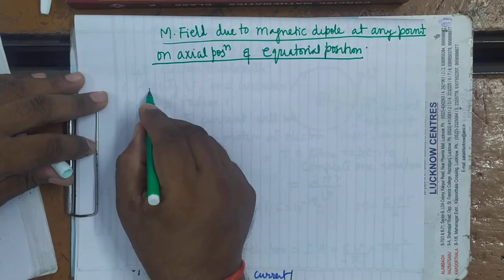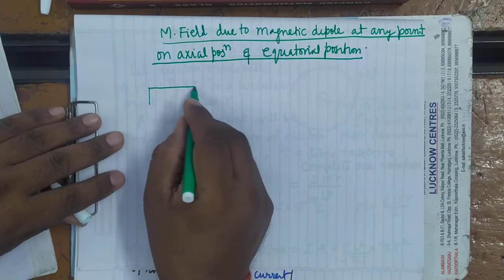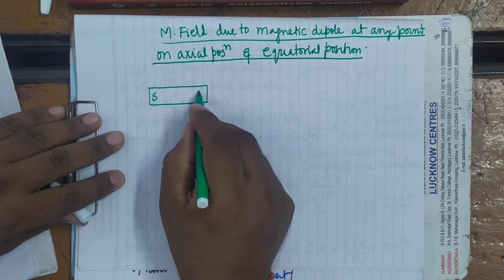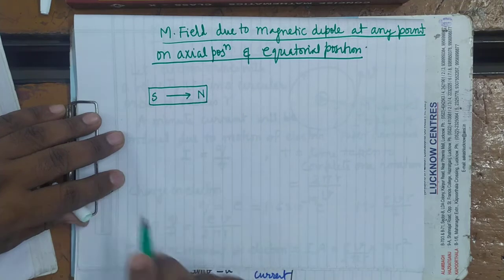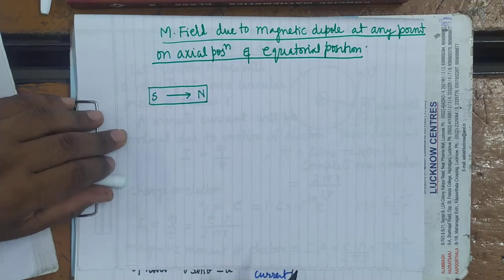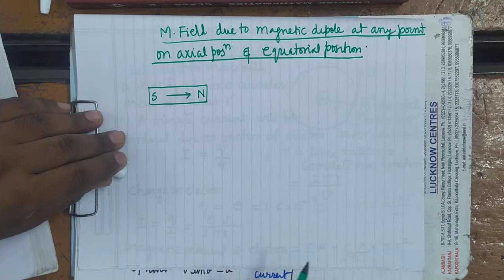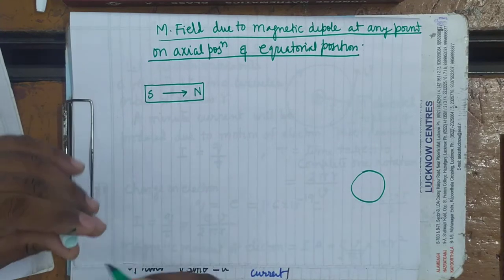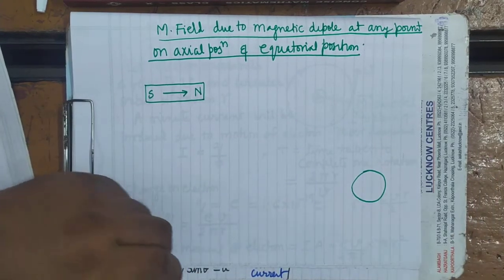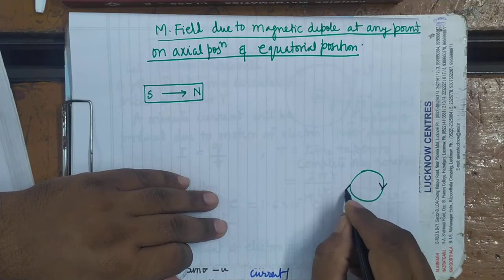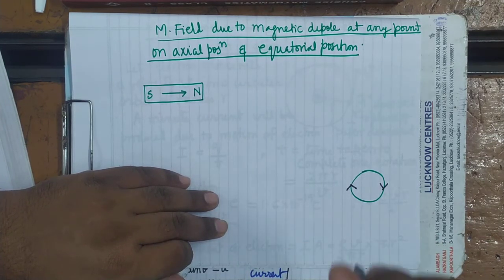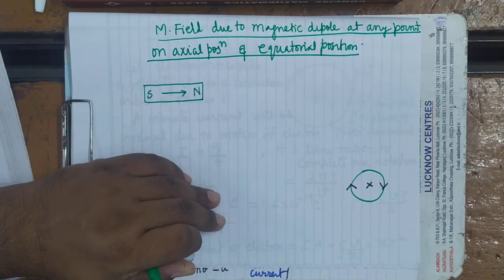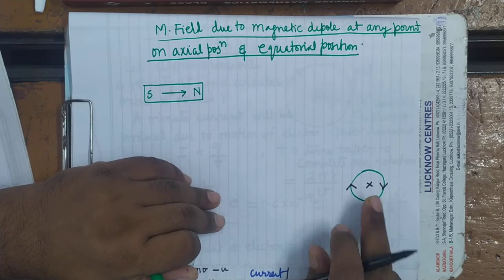Suppose this is a bar magnet. As you know, what is the direction of magnetic moment in a bar magnet? It is directed from south to north. And why is it directed from south to north? You can see here, this is a current carrying circular loop carrying the current in clockwise direction. Just now you have seen that the magnetic moment is directed vertically downward. That can be represented by this cross.